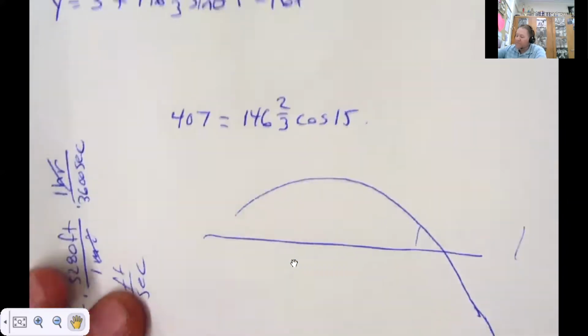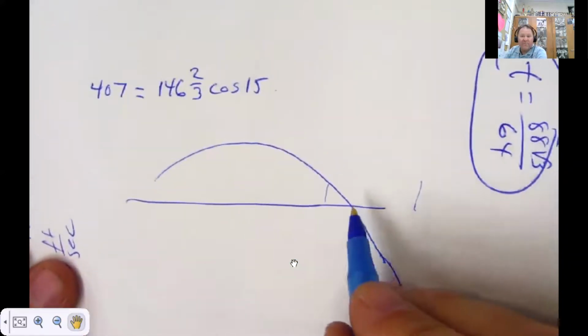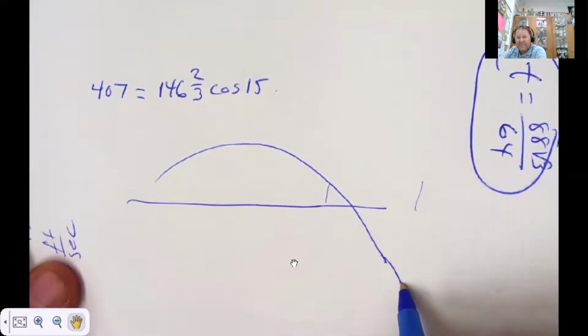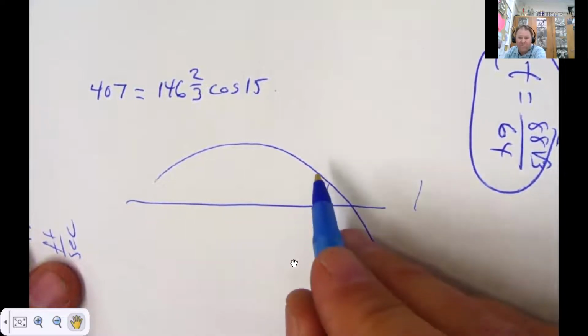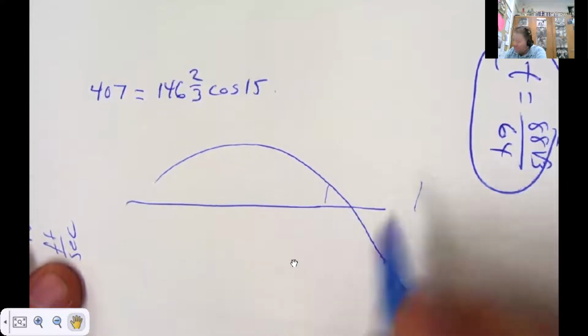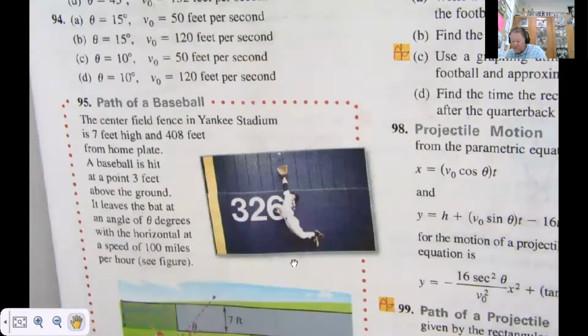That means if the ball could keep going, at that time that it goes 407 feet, it's going to be 20 feet below the ground, but it's not, of course. It's going to hit the ground and keep going. It's not going to make it to the fence. So the answer is no. The answer is no. All right, now I'll show you this.